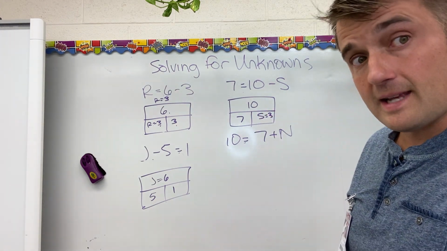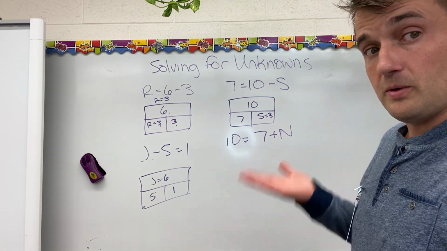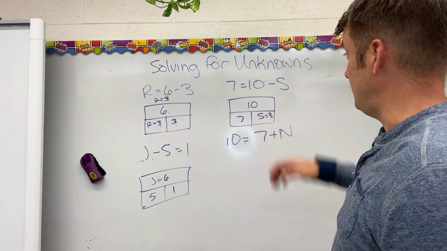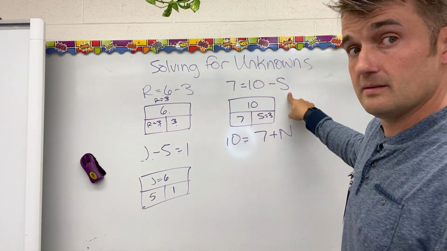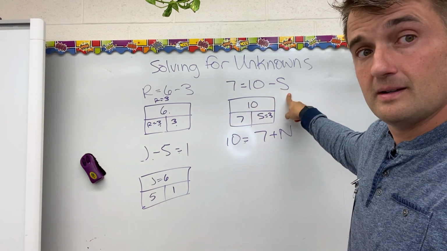Because that balances out my equation. It makes both sides equal. It works. 7 equals 10 minus 3. Yeah, it does. Okay.